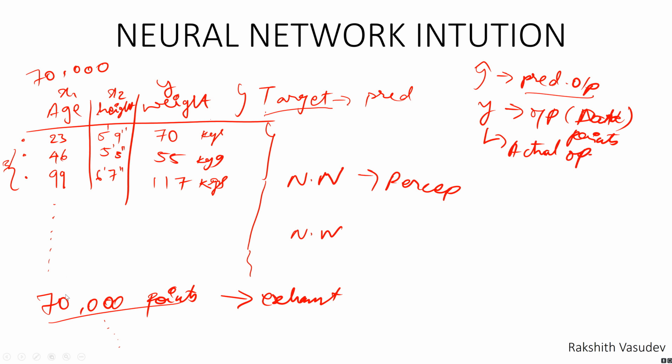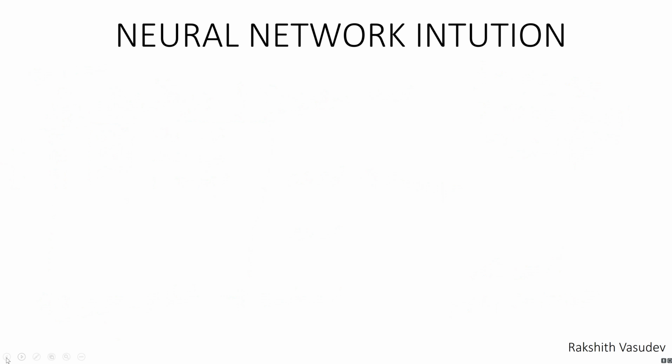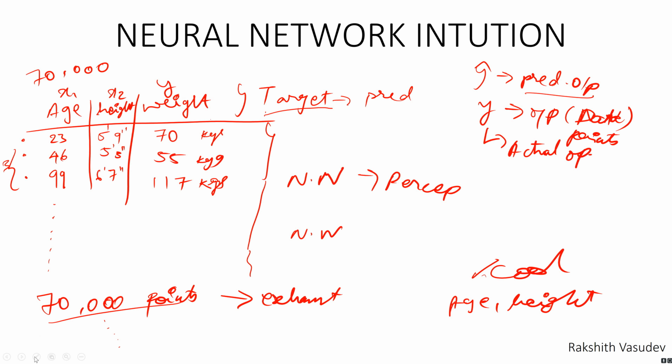So I give out all my 70,000 points to my neural network. By now my neural network would be really cool at predicting somebody's weight given their age and height. You see, that is basically what happens internally. I have not spoken about mathematics yet. I am going to do that, but you should know this is how a neural network works.